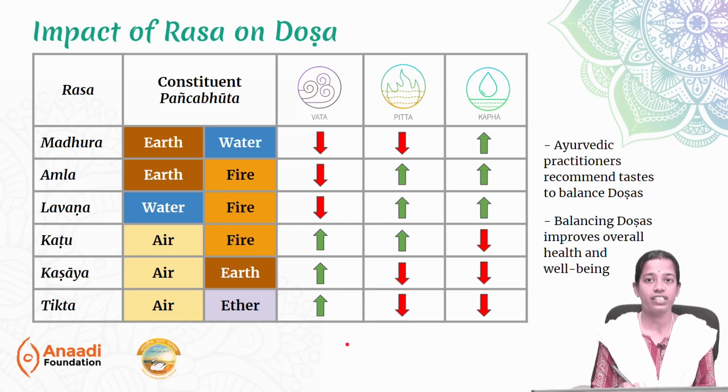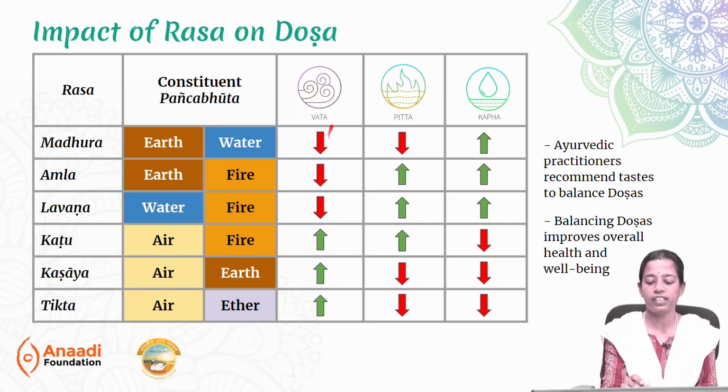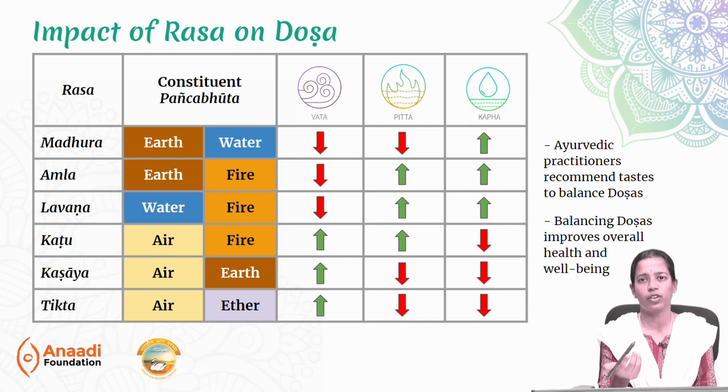Let's try to understand overall what is the impact of rasa on dosha. Here is a listing of all the shad rasas and what is the Panchabhuta constitution of these shad rasas and how they affect the three doshas. Let's try to understand one by one. It's more of a summary or a revision. We have seen it individually. Now we will try to see it together.